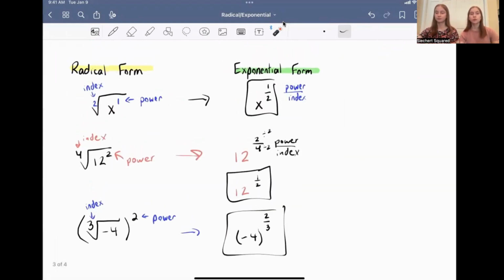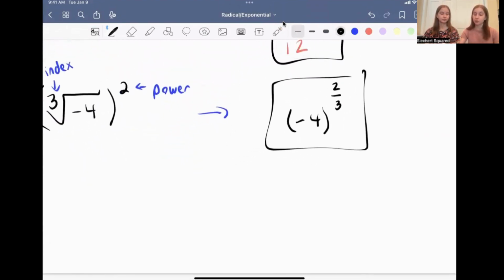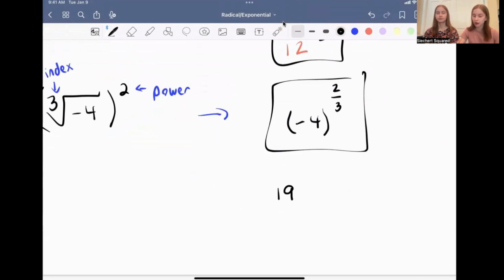So we looked at a few where we're going from radical to exponential. Let's see what happens if you have exponential form and need to put it into radical form. So let's say that you have, going back to the number as a base, let's say you have 196 to the 2/3, and you need to go all the way back to radical form.